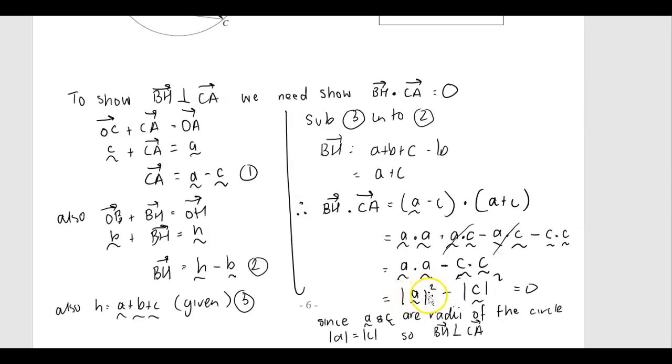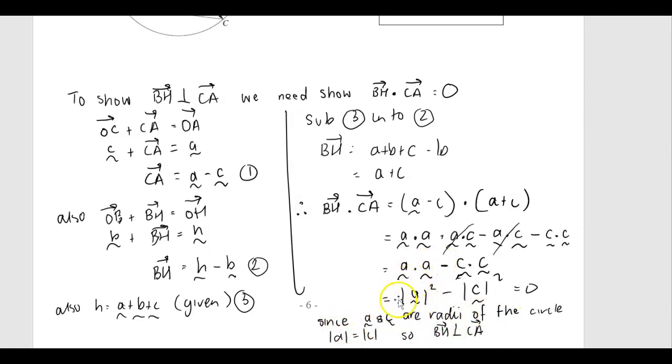So that bit goes to 1. So it's basically the dot product of two vectors is the magnitude times the magnitude. So there's two magnitudes, or the magnitude squared. I can go over that in class if you need me to do that again. So the same for the C. The magnitude of A squared minus the magnitude of C squared is 0. Since A and C are the radii of the circle, the magnitude of A and the magnitude of C are the same.